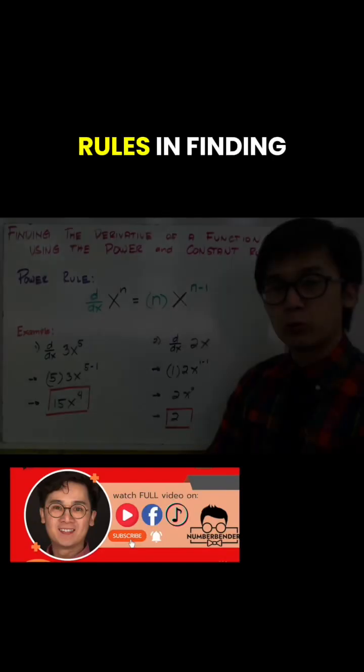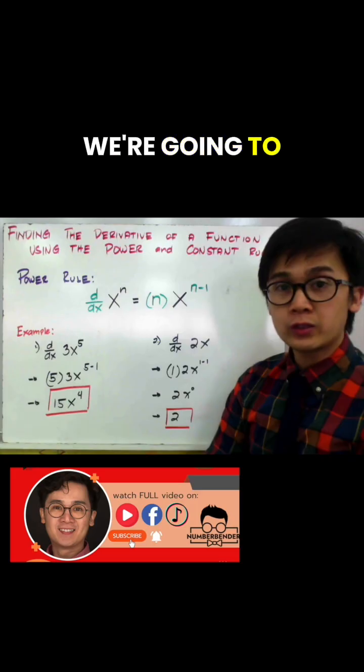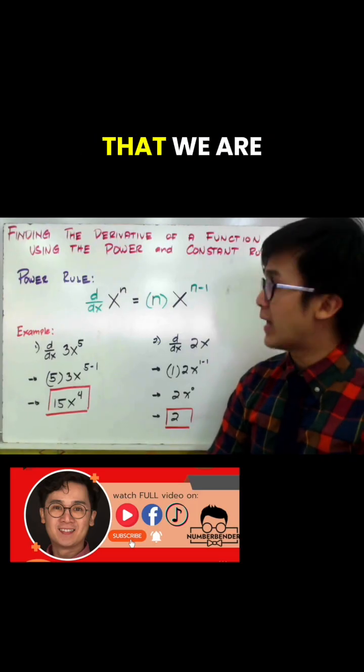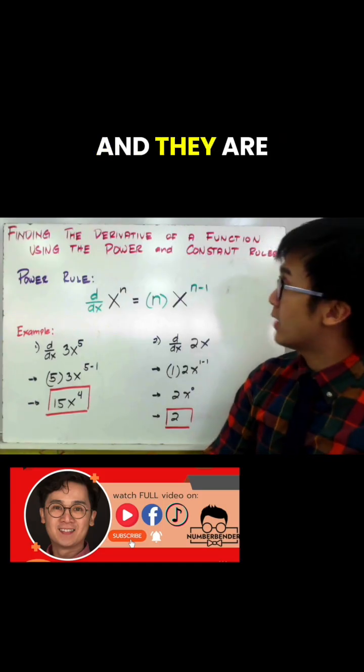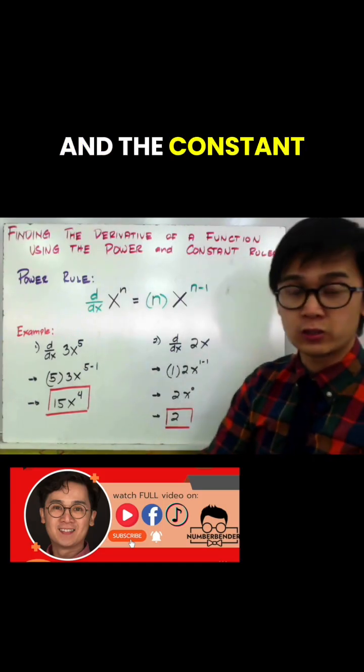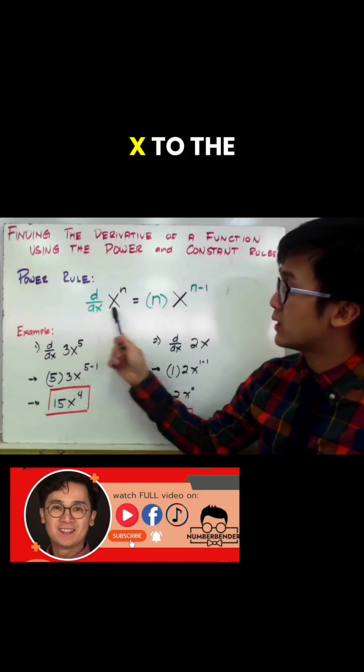There are several rules in finding the derivative of a function in calculus. We're going to learn the two rules that we are going to use in finding the derivative of a given function, and they are the power rule and the constant rule. Now, the power rule is basically given a function x to the n.